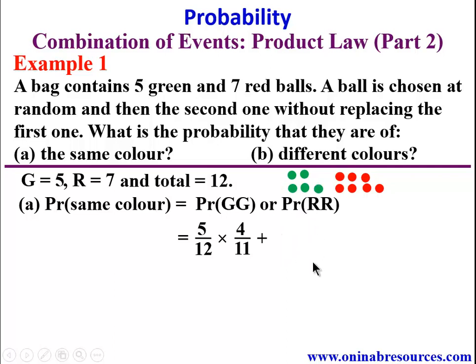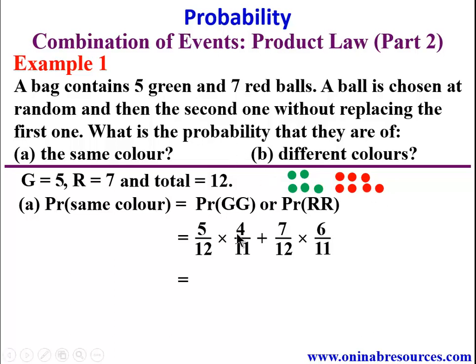So we return the green ball. Now the probability of picking the first one, if it is red, will be 7 over 12. Then times, remember the first one has been selected, it is not going to be replaced before we pick the second one. So the probability of picking the second one here, since there are now 6 red balls, will be 6 over a total of 11. So we return the balls, they are now intact. If there is any other choice to be made again, we continue in that way.